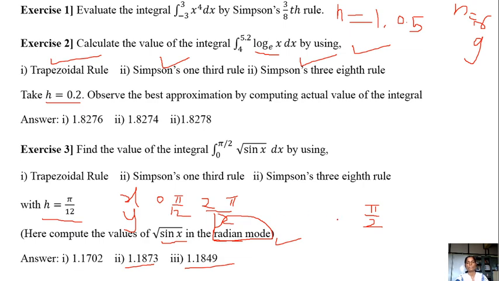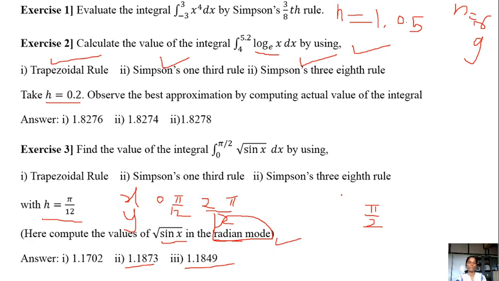In this unit, we have seen how to find the derivative of a given function from the given data without knowing the definition of the function y equal to f of x. In the next part, we have seen how to compute integration from the given data. These are the methods of numerical integration: trapezoidal rule, Simpson's 1/3 rule, and Simpson's 3/8 rule. So we have completed our unit number 3.